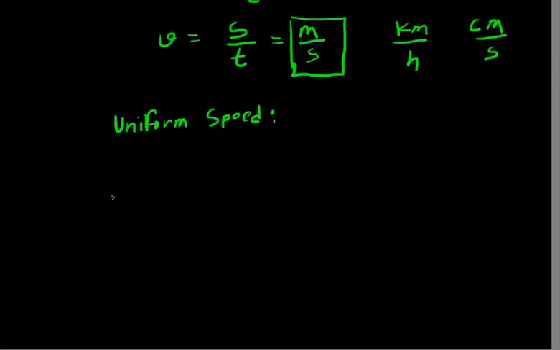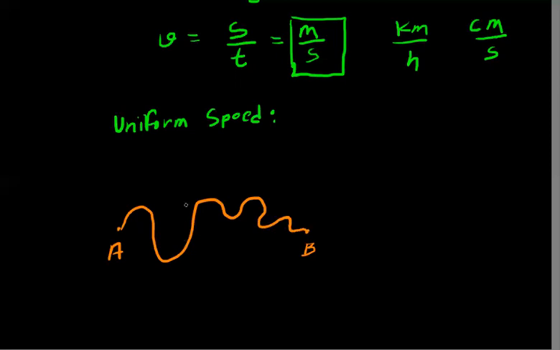Assume a body starts from point A and goes to point B. The body is going on the road, so let's say the road is going like this from A to B. Let's say a car is going from point A to point B.